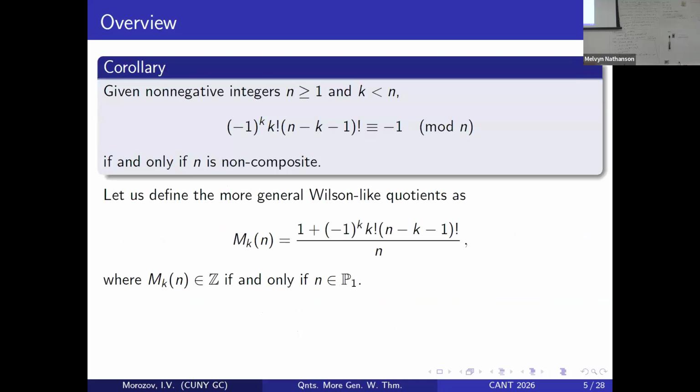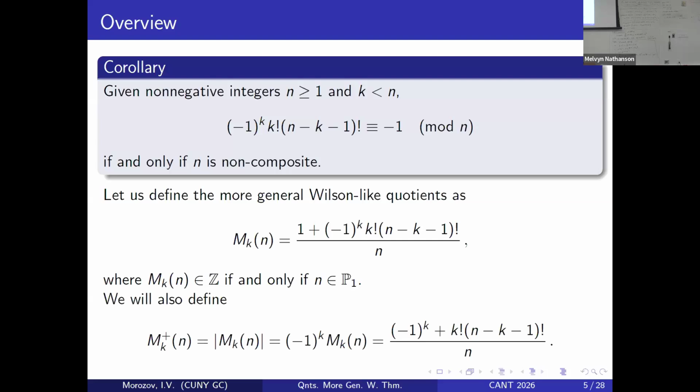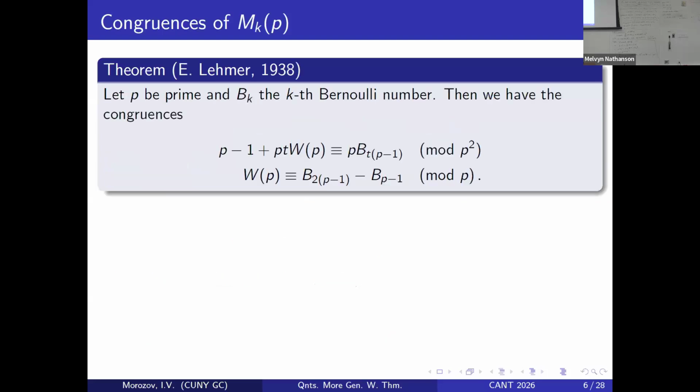And now we'll just want to see what happens if we stick this in instead of the (n-1) factorial term into Wilson's theorem. And we're going to see that this is obviously an integer if and only if n is not composite. And we're going to take the absolute value for when we take the sums of these.